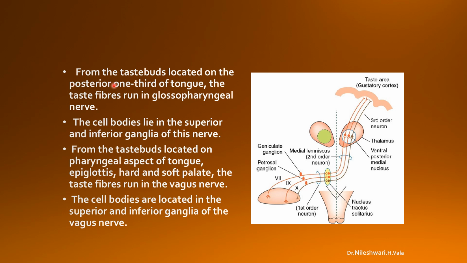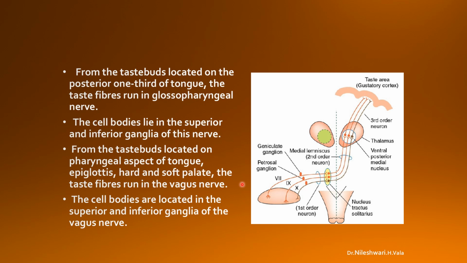From the taste buds located on the posterior one-third of the tongue, the taste fibers run in the glossopharyngeal nerve. Okay, posterior one-third. The cell bodies lie in the superior and inferior ganglia of this nerve.